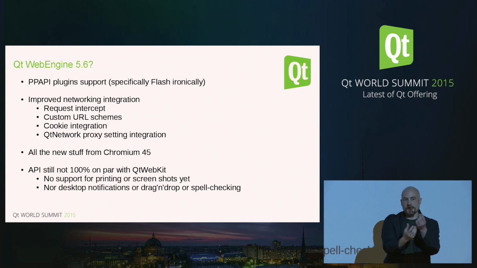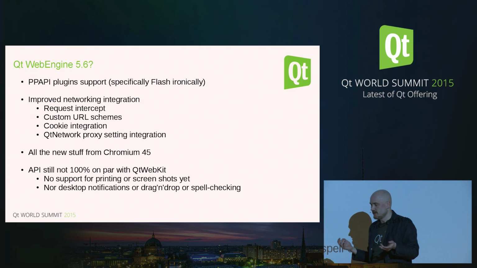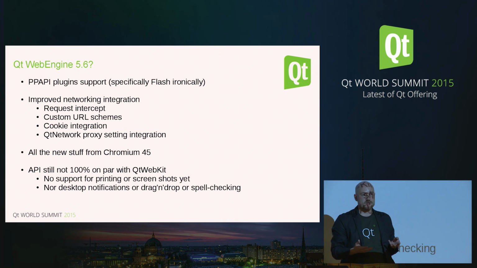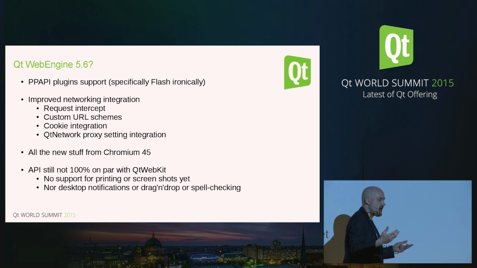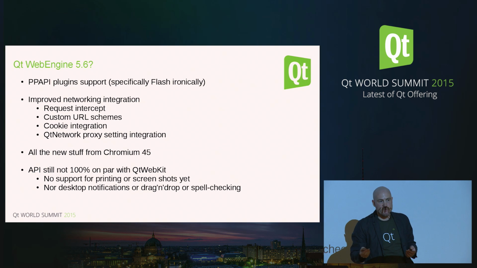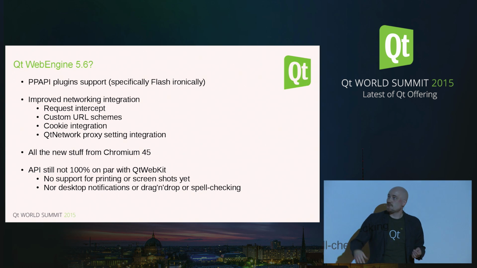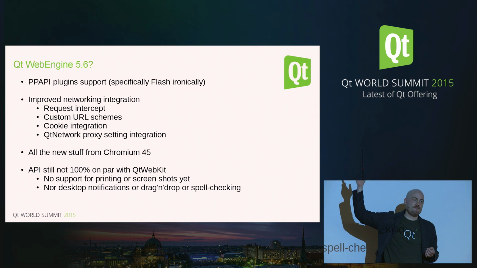A lot of the things that people implemented by using the Qt network stack were not readily available to begin with in WebEngine, so we've had to implement new APIs to control some of these things. And in 5.6, there'll be ways to intercept requests, so you can do ad blocking, you can control some cookies, you can make your own custom URL schemes. We'll follow proxy settings. There'll be a lot of new stuff from Chromium, and we will even have Flash plugins.